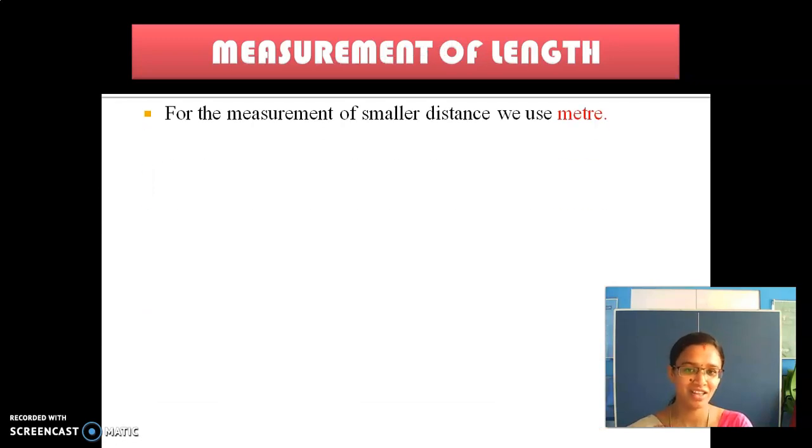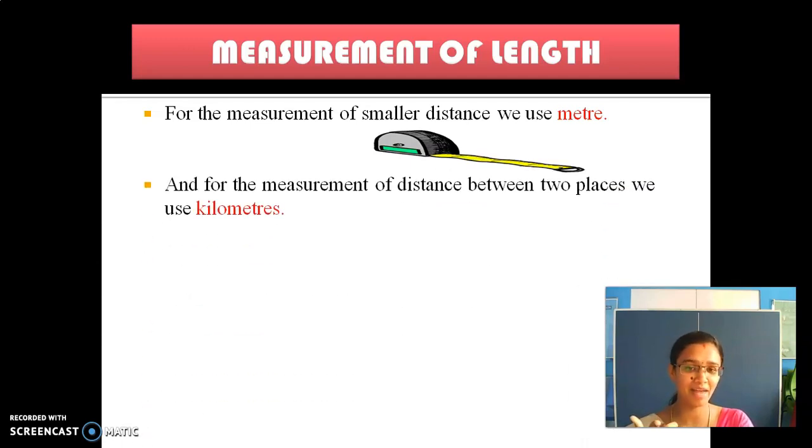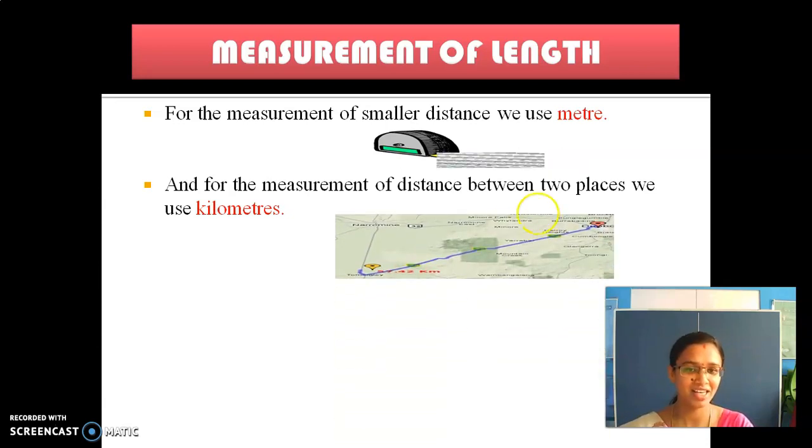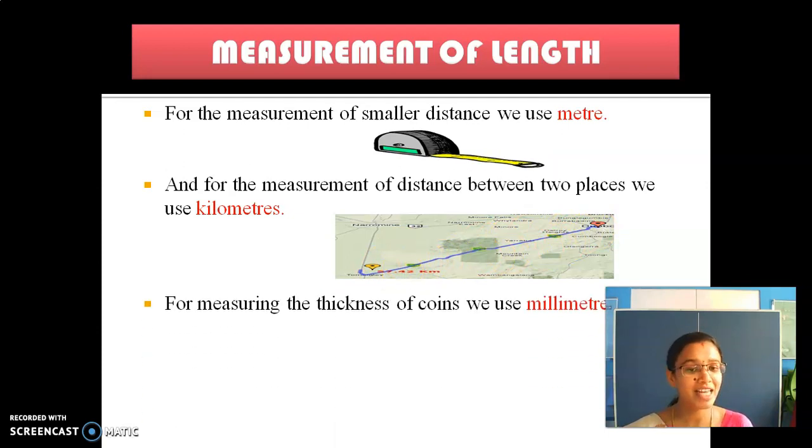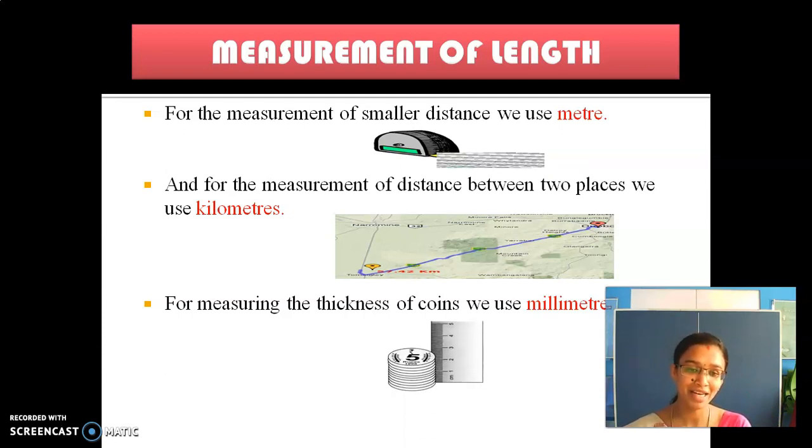And then measurement of length. How to measure length? For measuring small distances, what do we use? Meter. So this is a meter tape. For measuring the distance between two places, we use kilometers. Distance between two places is measured in kilometers. And for measuring the thickness of points, we use millimeters.